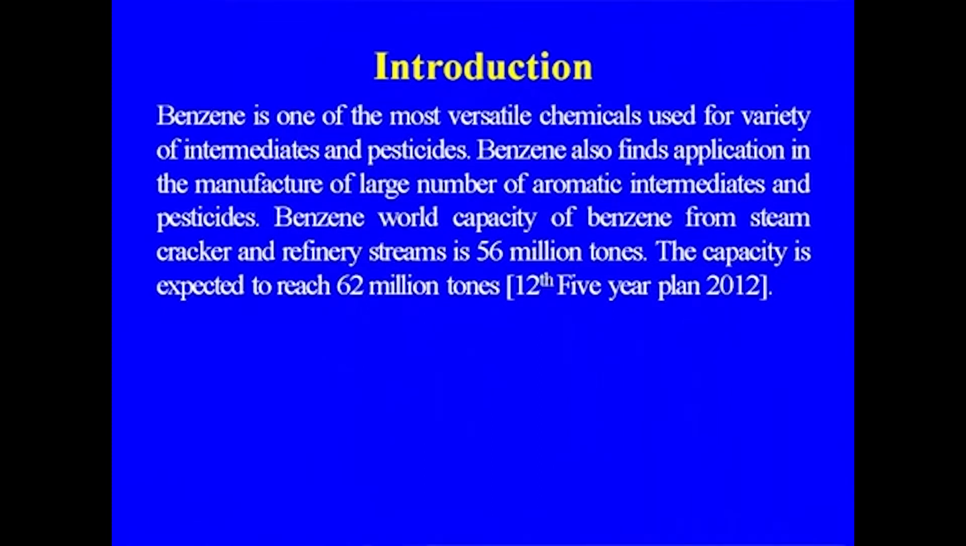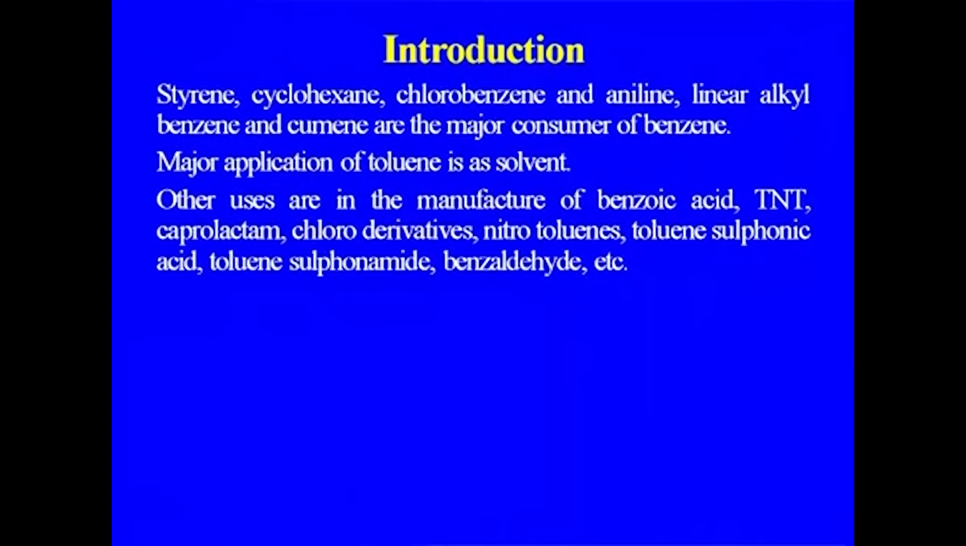Benzene world capacity from steam crackers and refineries is 56 million tons, and the capacity is expected to reach 62 million tons. Other important products from the aromatics are styrene from ethyl benzene and cyclohexane from benzene, because cyclohexane finds application in the manufacture of caprolactam. First benzene is converted to cyclohexane. Benzene is also used for solvents, and for making chlorobenzene and aniline.